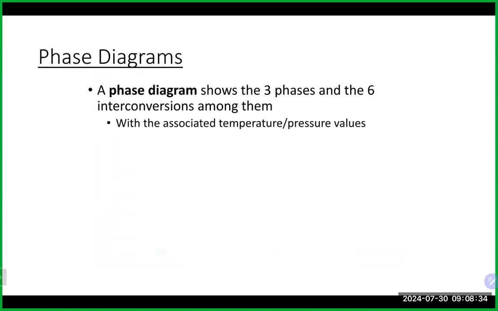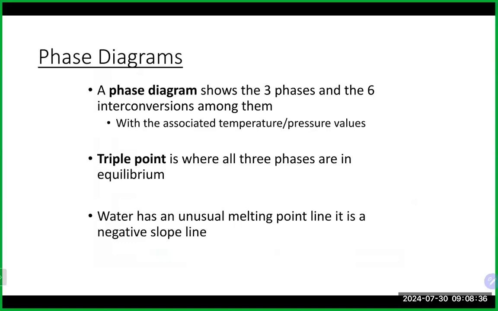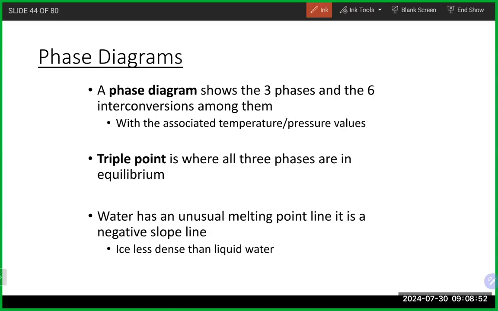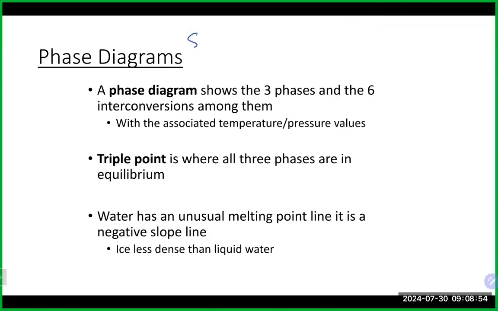So let's talk a little bit about phases and phase diagrams and what we will look at in them. A phase diagram is a diagram that shows the 3 phases of matter and the 6 interconversions between them. You may be wondering, what are the 6 interconversions between them? Well, we have solid, we have liquid, and we have gas. Those are the 3 phases of matter.